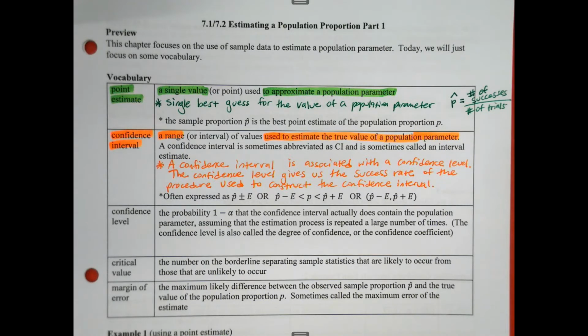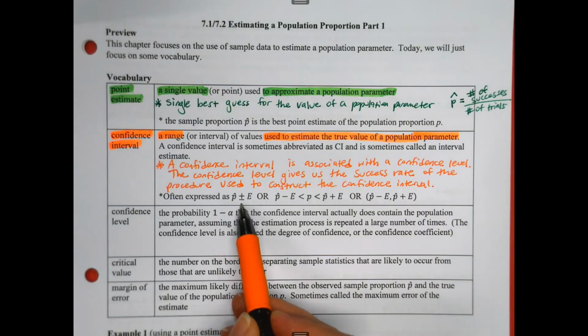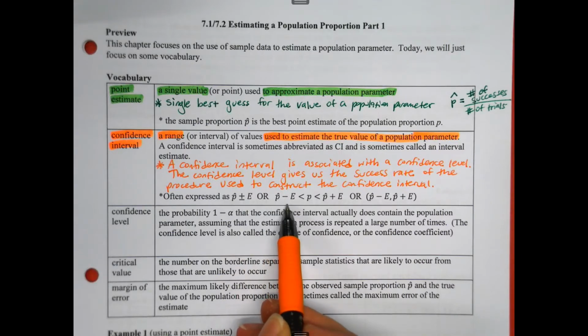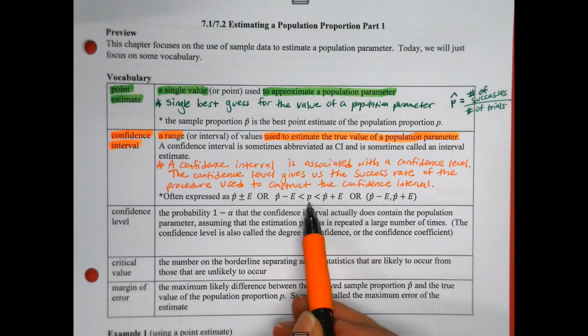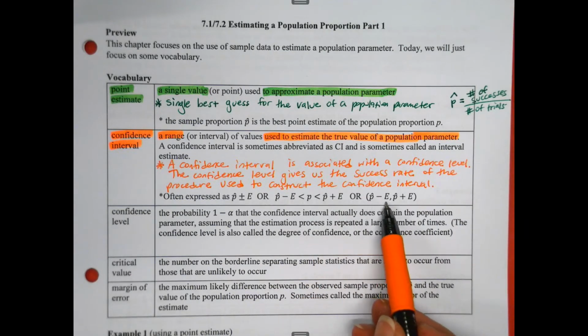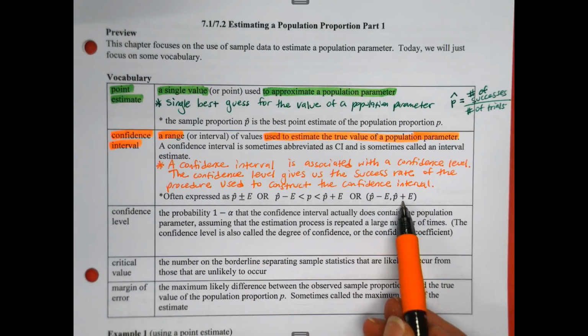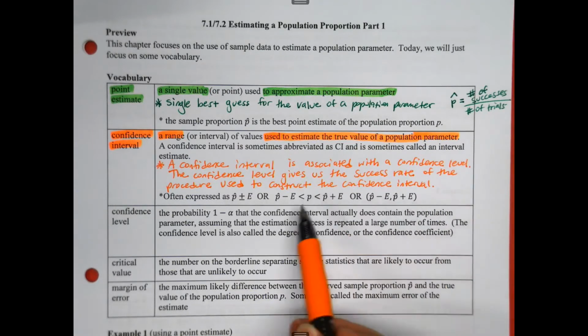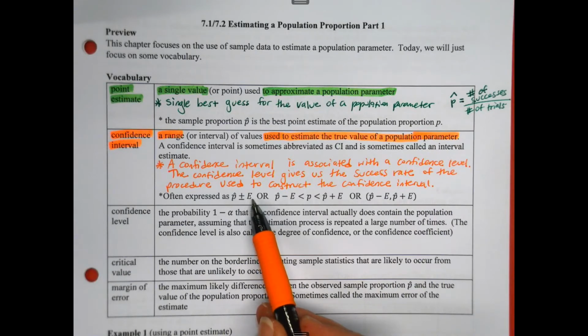The way that we will write a confidence interval is p-hat plus or minus E, or p-hat minus E is less than p, which is less than p-hat plus E. Or we can say p-hat minus E, comma, p-hat plus E. And this will make more sense when we actually look at an example and see how it's used. A confidence interval really is an interval of plausible values, and E is our margin of error, or the possible error.